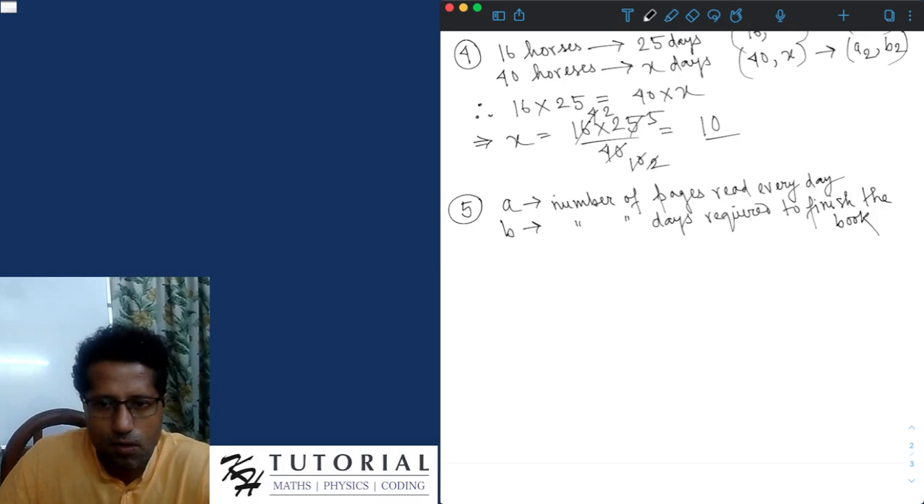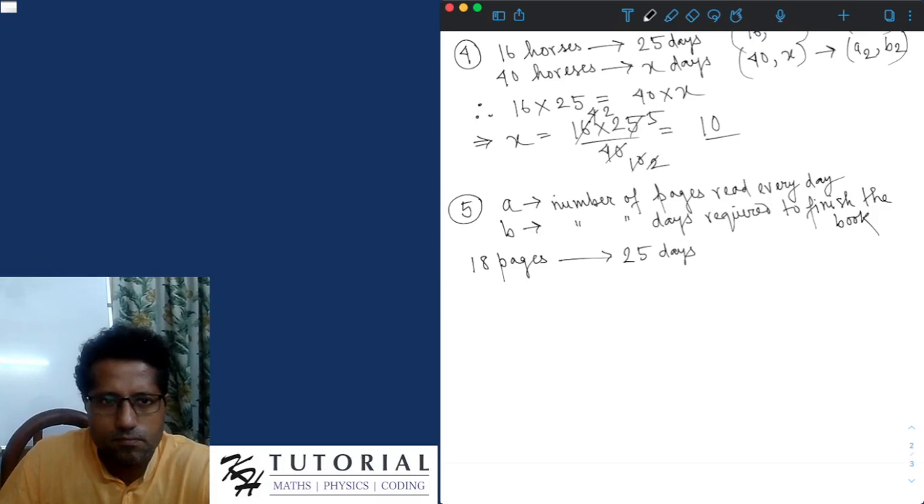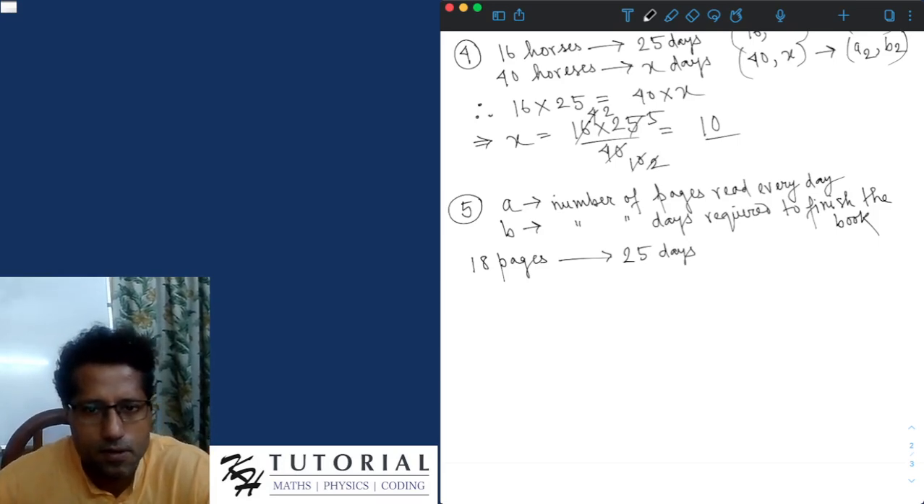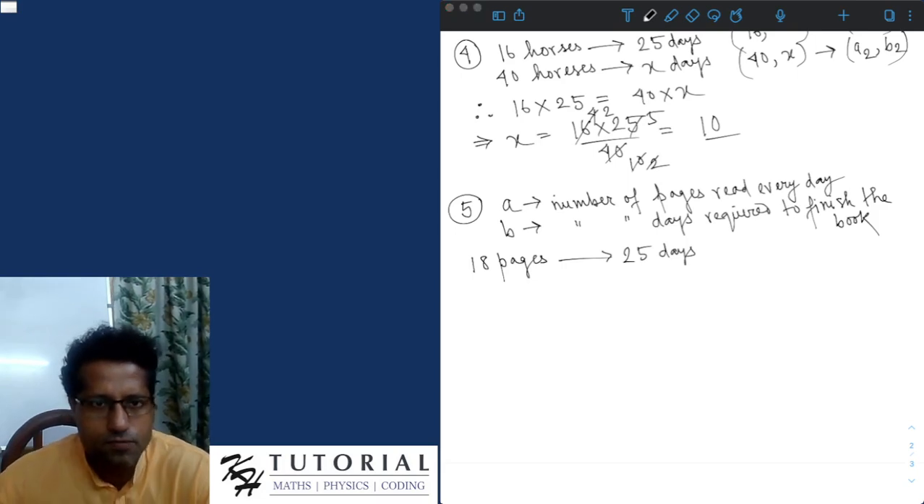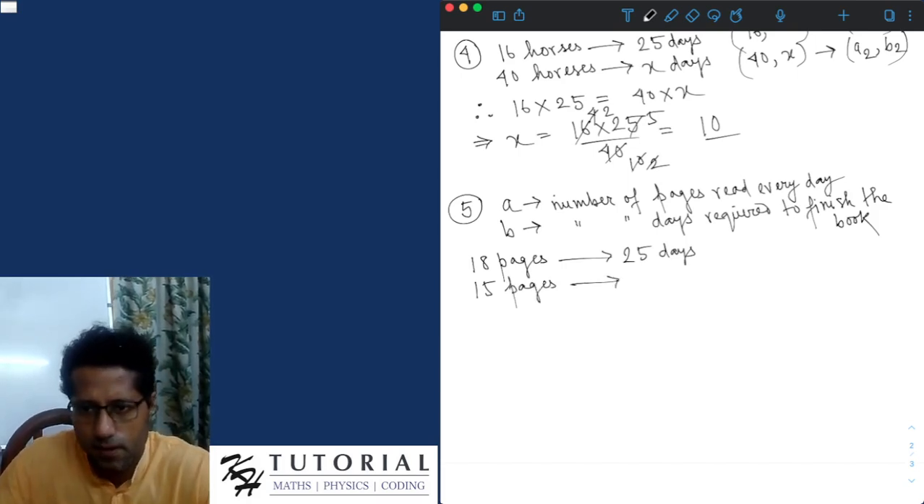Okay, and now the data given is that if 18 pages are read per day, then the book is finished in 25 days. And the question is, how many days will she take to finish the book if she reads 15 pages every day? So if she reads 15 pages every day, let's say she finishes the book in X days.